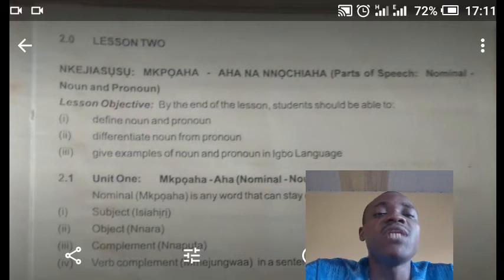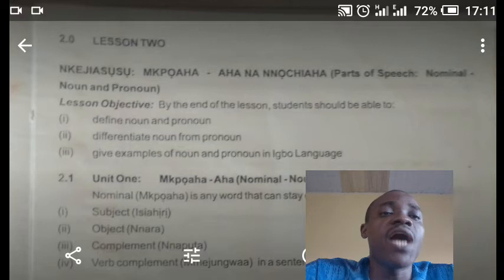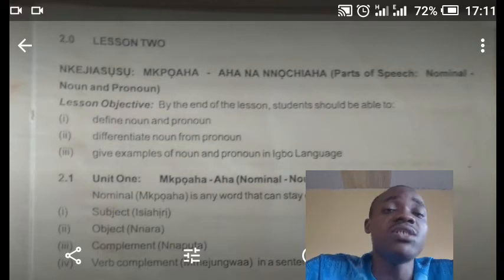Now we are going to be looking at nkeji asusu. Nkeji asusu, under which we have mpo aha, aha, and nnochi aha. That's what we'll be talking about. Nkeji asusu means parts of speech.